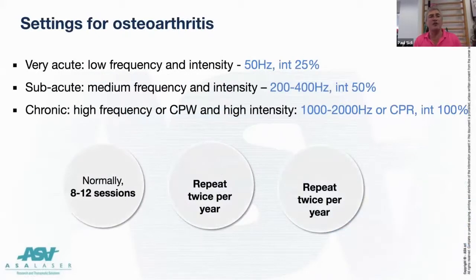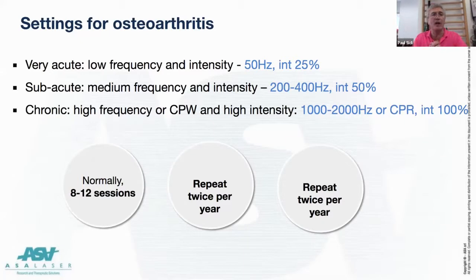Settings for osteoarthritis: for very acute, low frequency, low intensity. I don't think we're ever going to come down to this very low intensity, low frequency stuff, because as I said, this is generally what I would term an osteoarthrosis. We've got degeneration. This is chronic. Subacute equally: medium frequency and intensity, 200 to 400 hertz, intensity 50%. This is just very rough guidelines. Just always keep this in mind for other stuff you're doing.